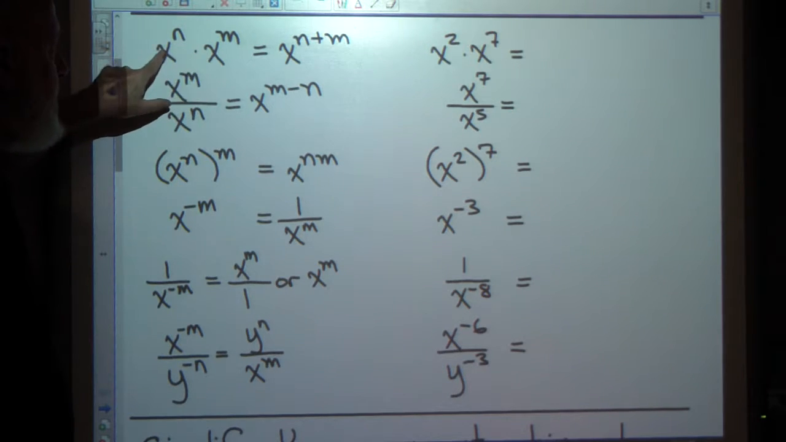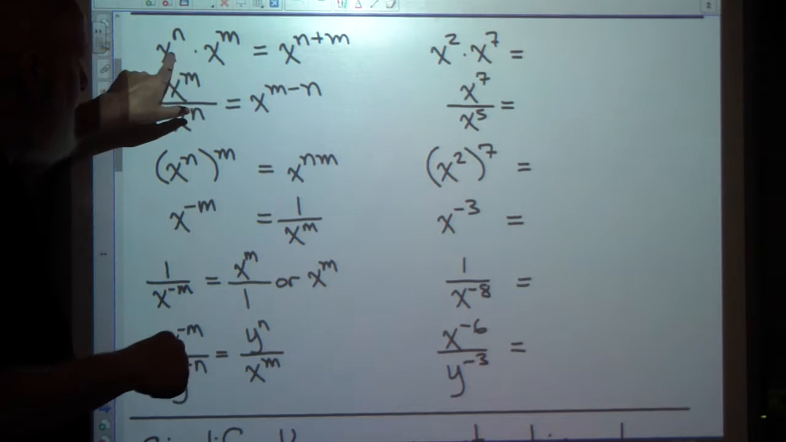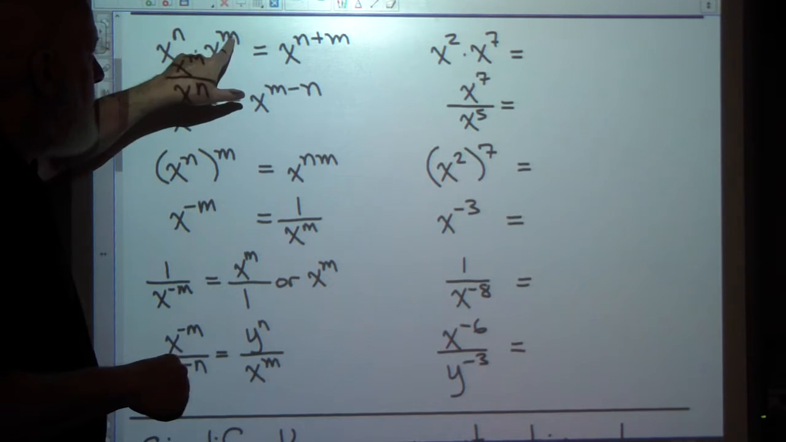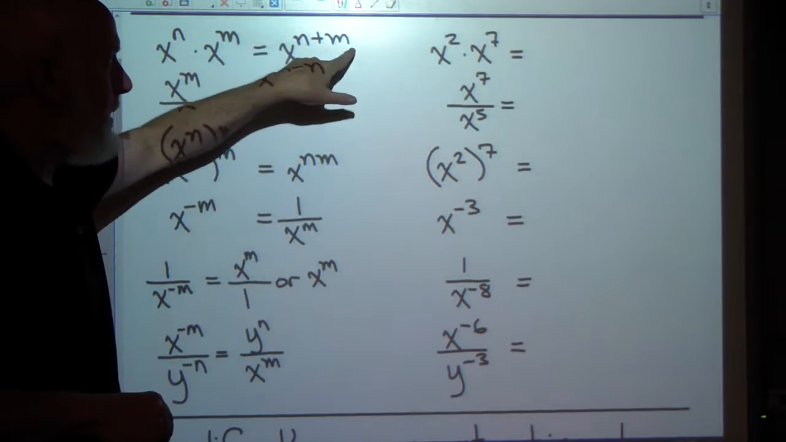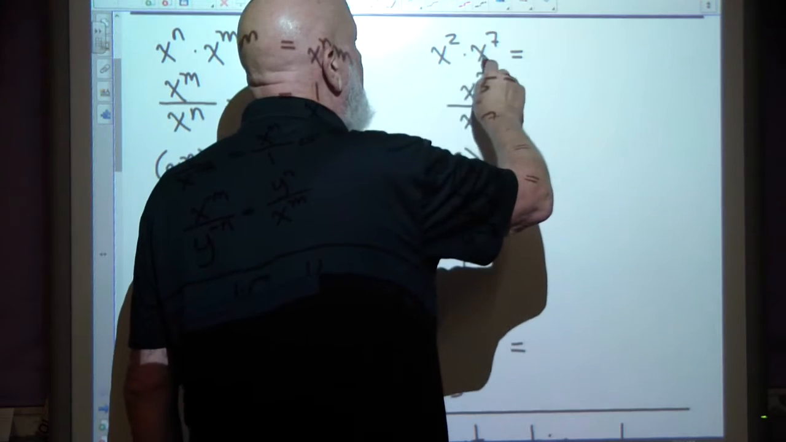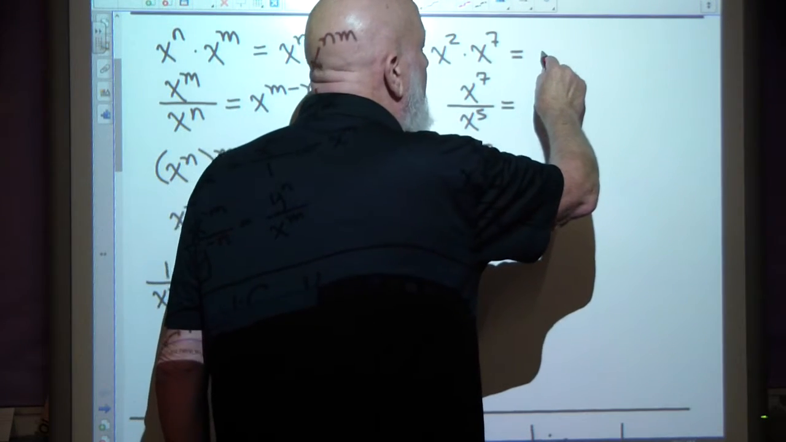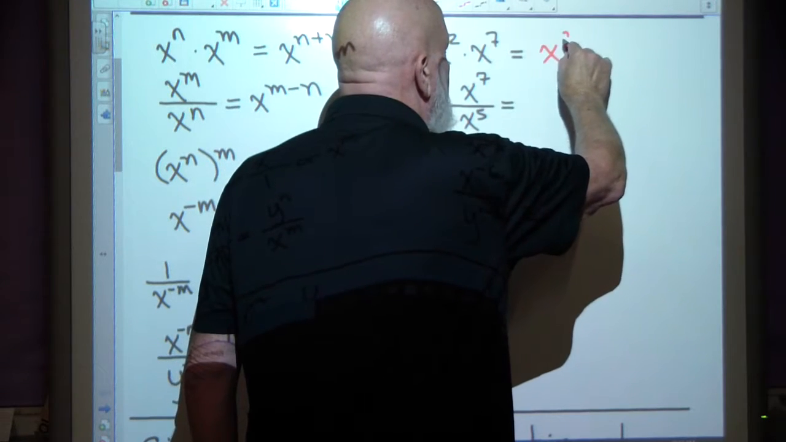If you have the same base, x and x in this case, if you're multiplying like bases, is what we say, the same base, then you add the exponents. X to the n times x to the m is equal to x to the n plus m. And here's an example of what that might look like. X to the second times x to the seventh. You leave the base the same and add the exponents.